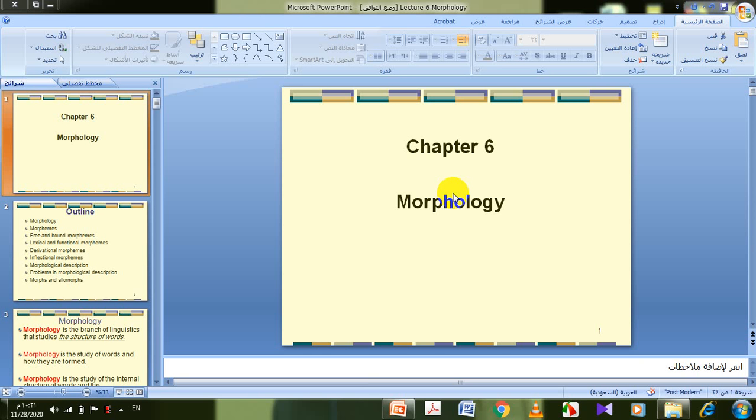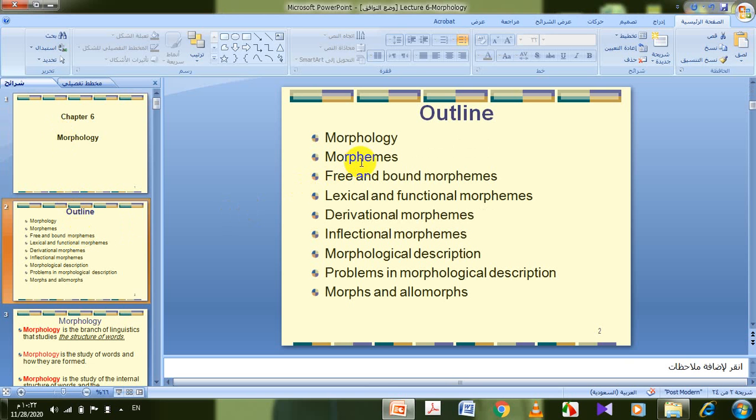In this session, inshallah, I'm going to talk about a new chapter of English linguistics, which focuses on words and their formation. So, the lesson to be covered today is morphology. Let's have a look at the topics to be covered. This is the outline: morphology, morphemes, free and bound morphemes, lexical and functional morphemes, derivational morphemes, inflectional morphemes, morphological description, problems in morphological description, morphs and allomorphs. These are the topics that are going to be covered for this chapter.